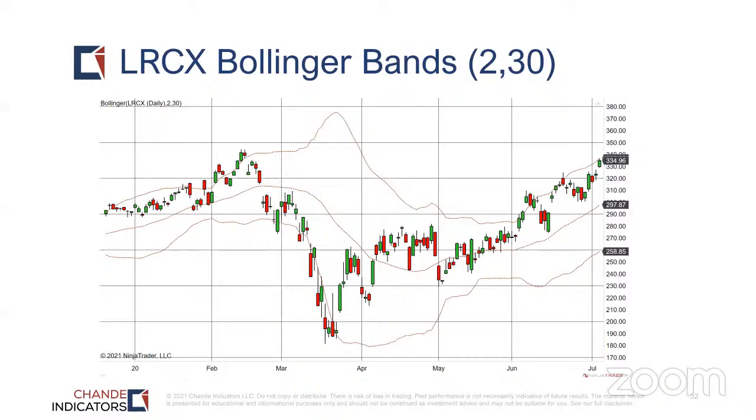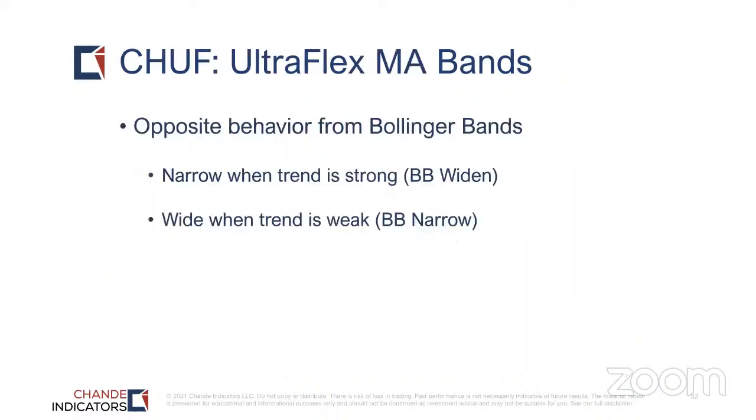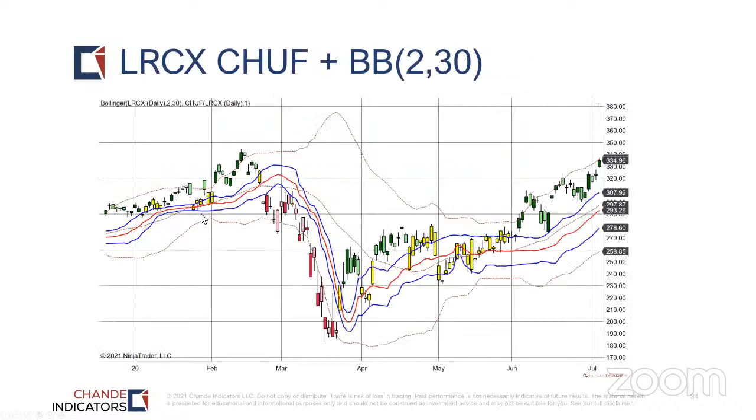And what we're looking for is something different. So the chuff bands do the opposite. The opposite behavior means that the chuff bands are narrow when the trend is strong, whereas the Bollinger Bands widen, and they are wide when the trend is weak, whereas the Bollinger Bands are narrow. So the opposite behavior. And you can see that in this chart by looking at the red and blue lines. These are the chuff bands here, and the brown line is a Bollinger Band.